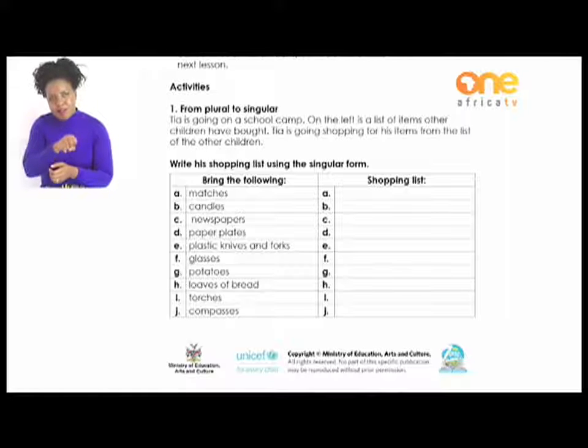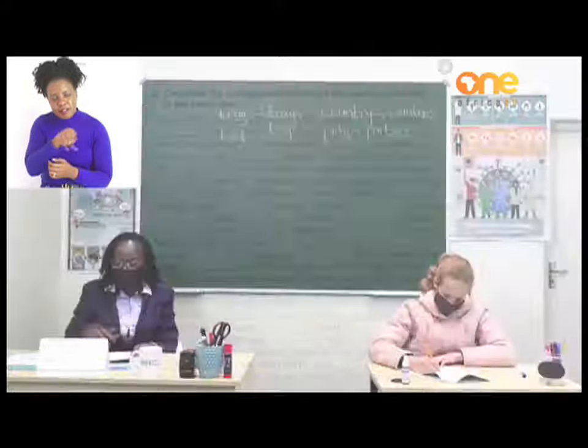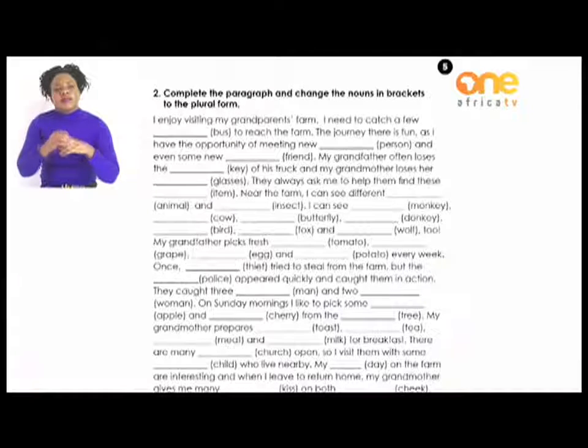The first one there, A, matches. That's what the other children have bought. Tia will buy a match. B, candles, and Tia will buy a candle. So the rest of the activities you can do on your own. We now turn to page 5, and we start with activity 2.